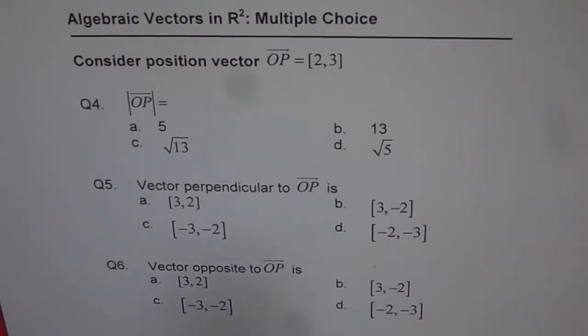Question number 4 is we need to find magnitude of OP. In question number 5, we need to find vector perpendicular to OP. And in question number 6, we need to find a vector opposite to OP. So that is what we need to find here. So let's start with question number 4, magnitude of vector OP.